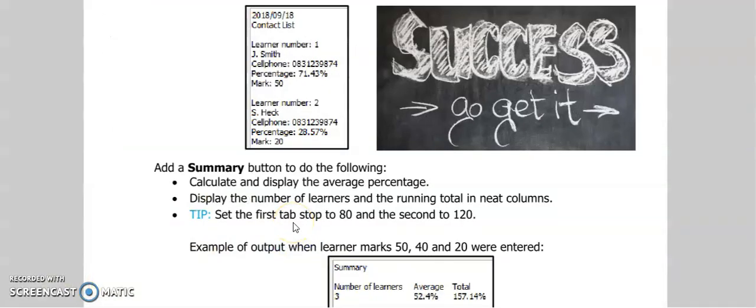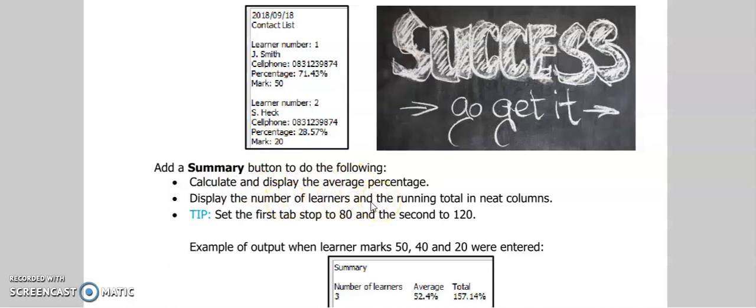Now is your time to practice. In the button click of our example program, I want you to add the following. I want you to count the number of clicks, so using iCount. And I also want you to have a running total, adding together the percentages that you calculated of all the learners. Remember then to initialize and to declare as global. Once you have done that, you're going to add a button called Summary. And in this button, I want you to calculate the average percentage, display the number of learners, and the running total in neat columns.